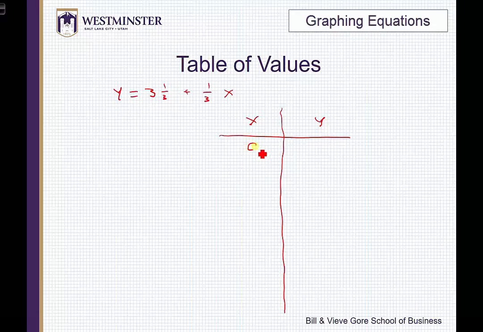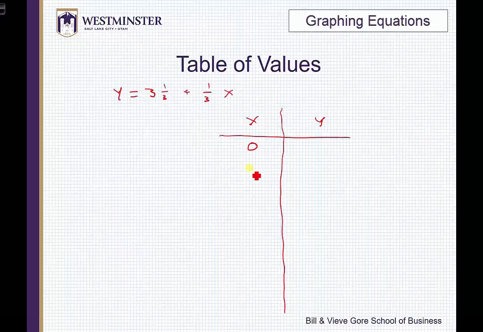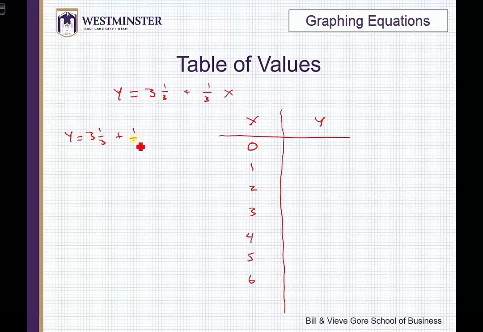So I'm going to start with 0. You'll see that it'll start with 0 because here we are at the 0, 0 nexus. So I like that as a starting point and to see where it takes us. So we'll start with 0 and then say 1, 2, 3, 4, 5, and 6. So if we have this, y equals 3 1/3 plus 1/3 x, so y equals 3 1/3 plus 1/3 times 0, well, y simply equals 3 1/3. So y equals 3 1/3.